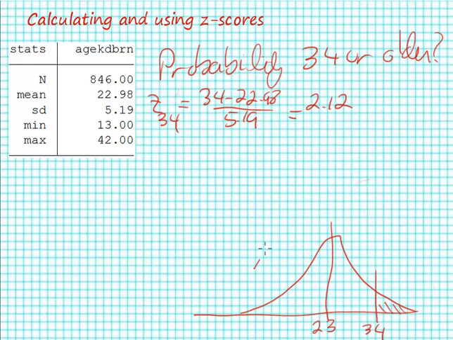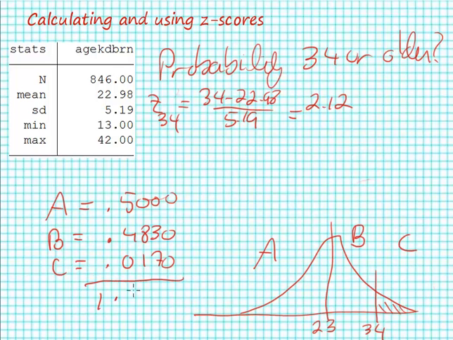I know that if I label this area A, and this area B, and this area C, I know that A is equal to 0.5, that B, which I looked up in the table, is equal to 0.4830, and I know that C, which I got by subtraction, 0.5 minus 0.4830, is 0.0170, and that these have to sum to 1. I know I've done my problem correctly if they sum to 1, or at least I haven't made an error with my earlier subtraction.